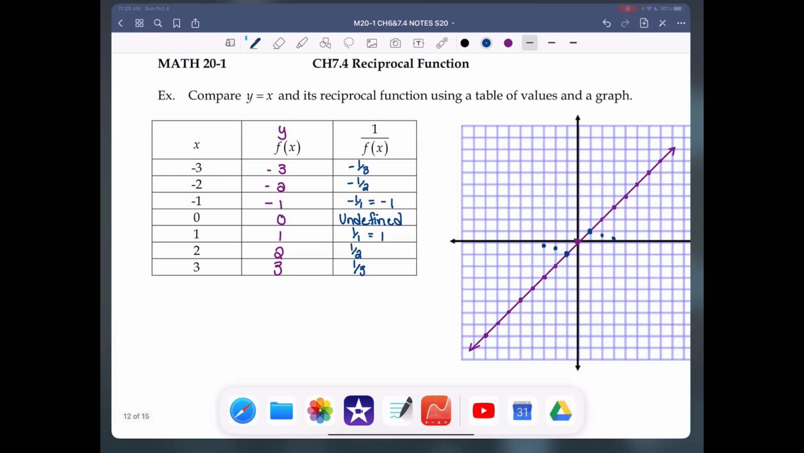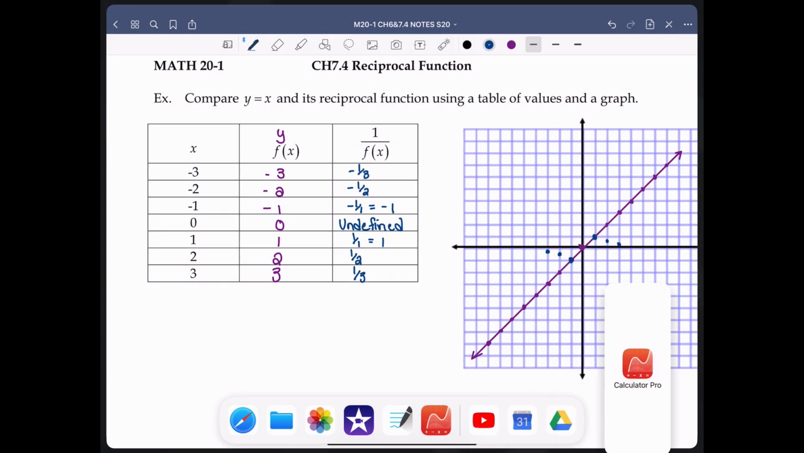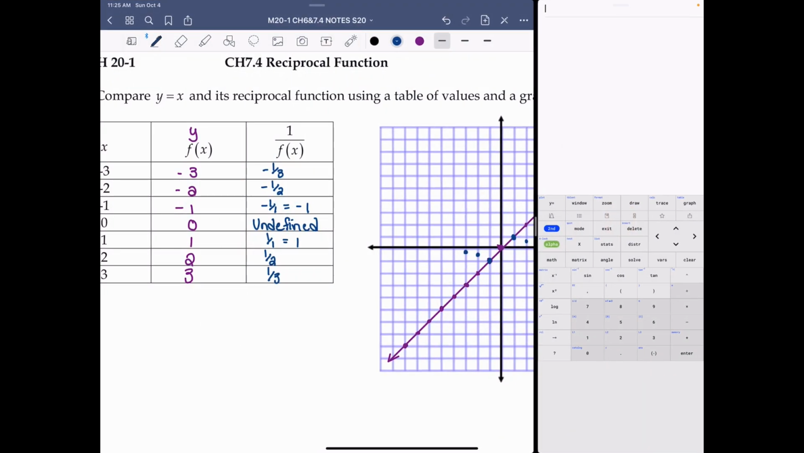We can use our graphing calculators to help us get an idea of what this is going to look like. Y equals, clear what you have. We have 1 over x. Graph that. I'm going to set my window to standard. And I get this. This is what the reciprocal of a linear function looks like. So we have two curves. The blue line that goes up at x equals 0, that is called the asymptote.